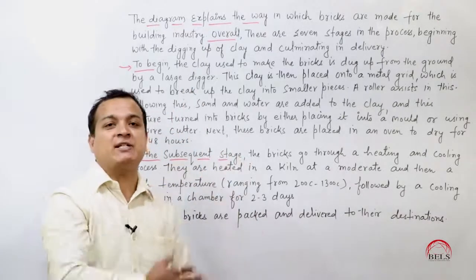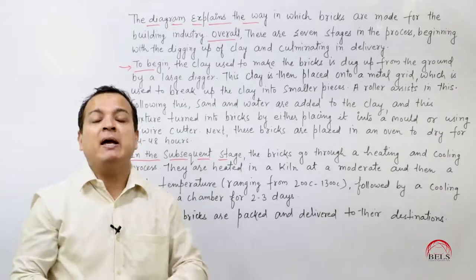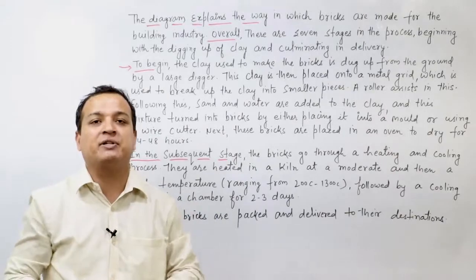So this is a very easy category of question, because in this category you don't have to compare the data. Here you just need to describe the different kinds of stages which are involved in the overall process of the diagram.